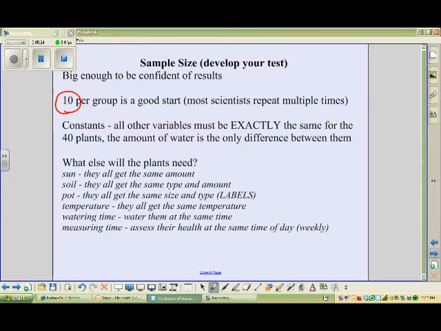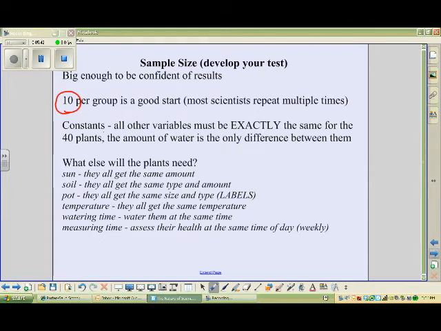If we just put one in each group and there was something wrong with that cactus, we would never know it. If we put 10 in a group and 9 of them do exactly the same thing, but one of them is completely different, then we know that there was probably something wrong with that cactus and we're going to throw it out. We're going to call it an outlier.